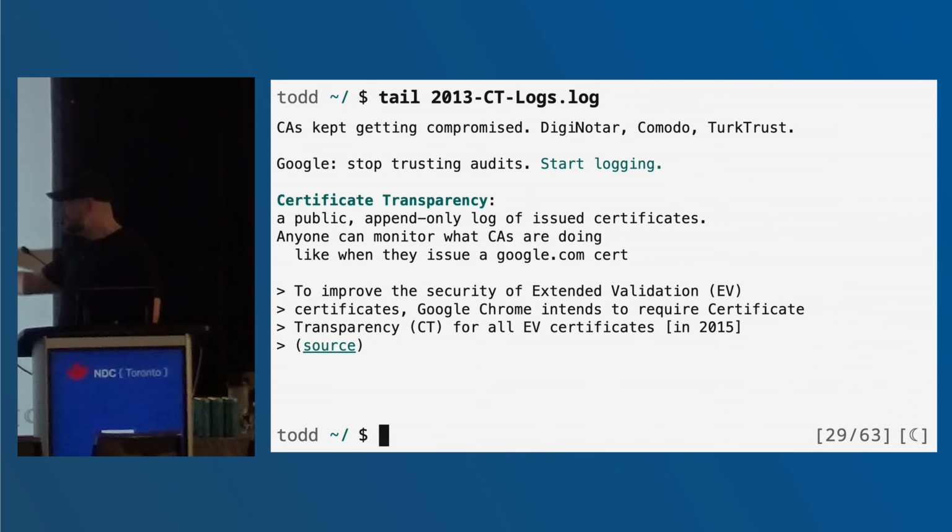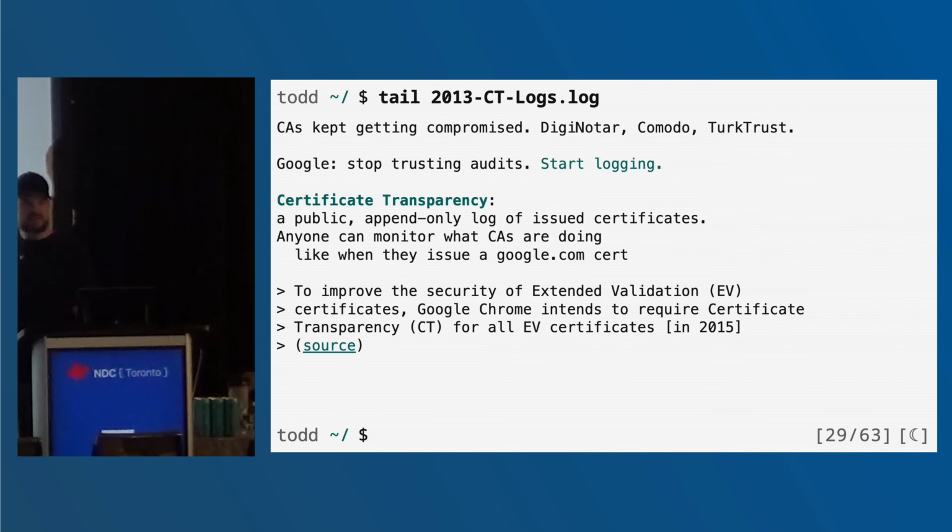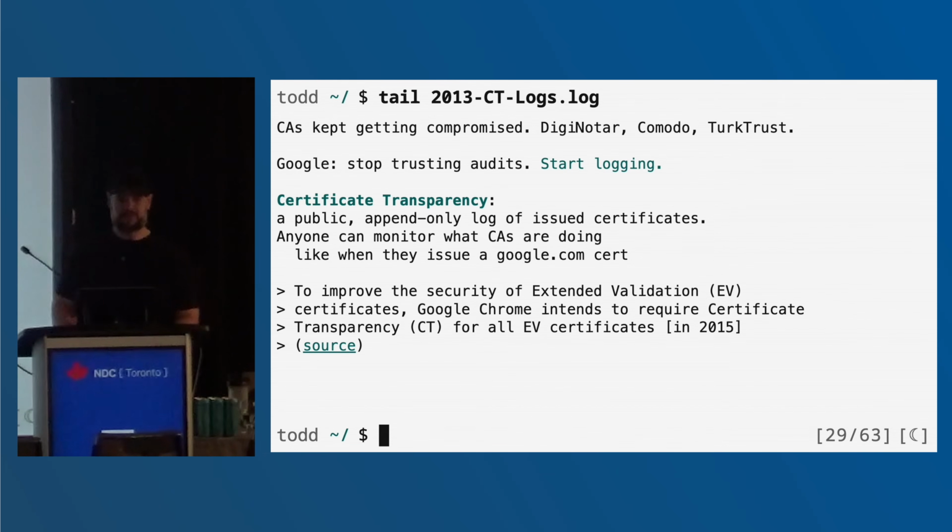Basically, they said, you're going to have to log all of this, or you're not going to be trusted in Chrome anymore. And this was one of the first real big moves against the CA/Browser Forum that said, no, we can't trust you anymore. You're not changing the rules fast enough. You're going to produce CT logs, or you're not going to work anymore. And at this point, Google Chrome was big enough that that was actually a real threat.